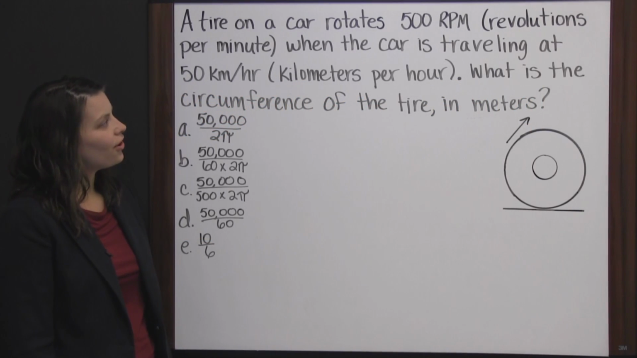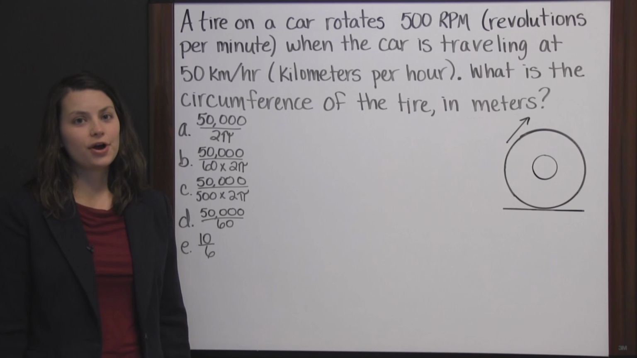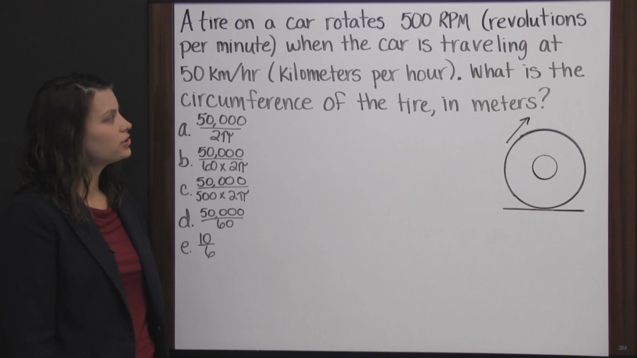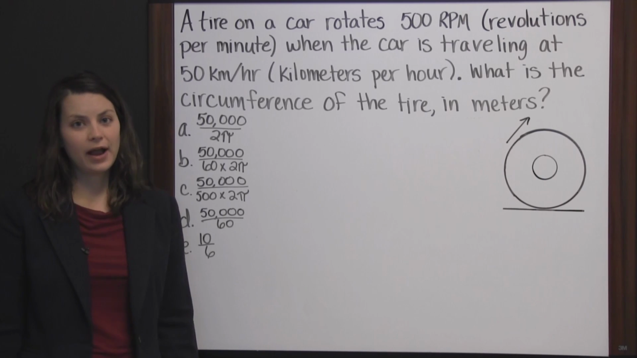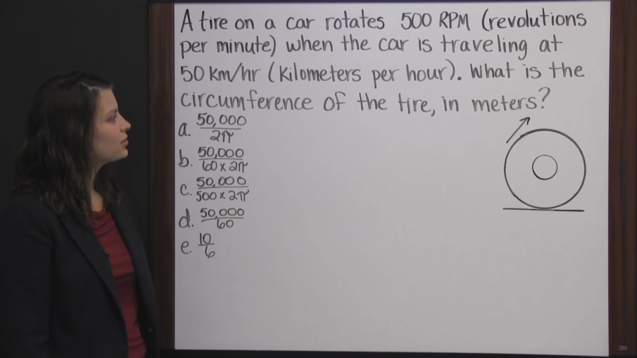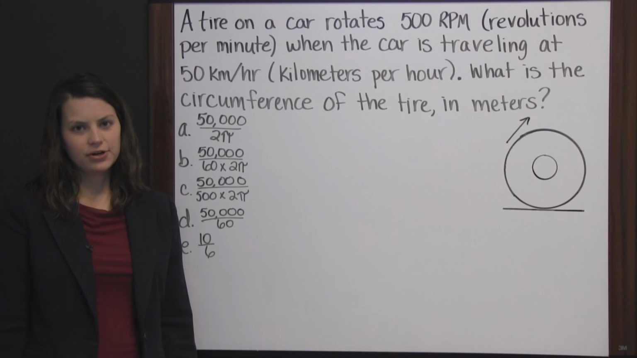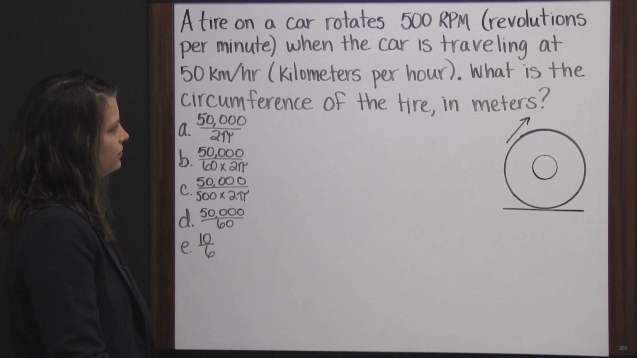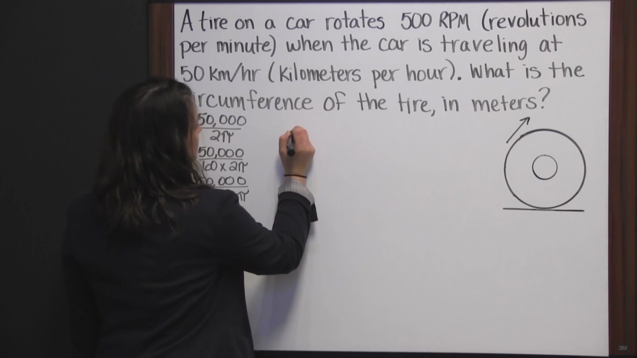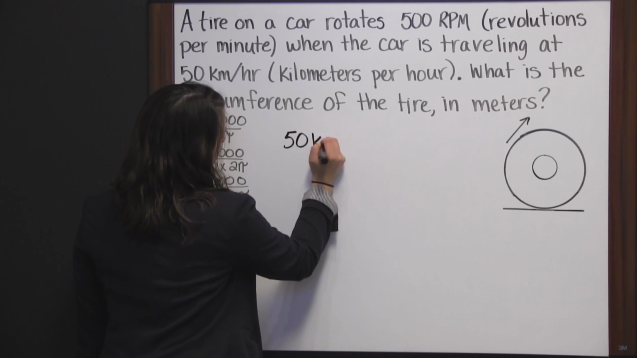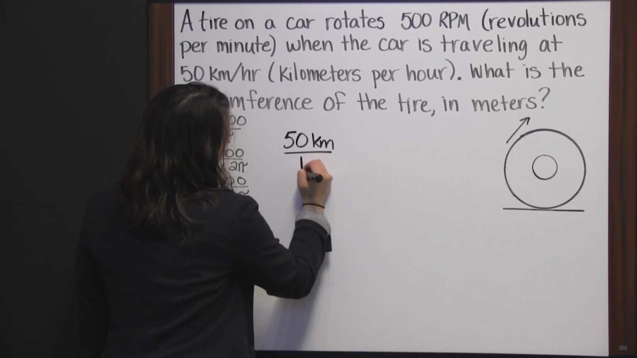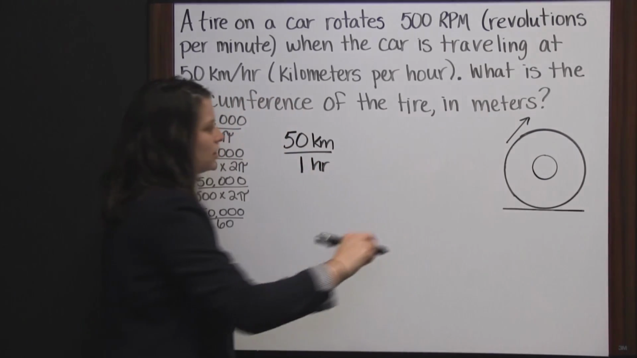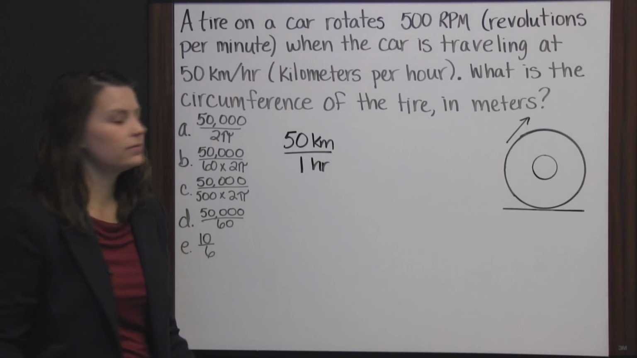A tire on a car rotates 500 RPM, or revolutions per minute, when the car is traveling at 50 kilometers per hour. What is the circumference of the tire in meters? Well, the first thing I want to do is take this 50 kilometers per hour and convert it into meters, since that's what they want the circumference in.